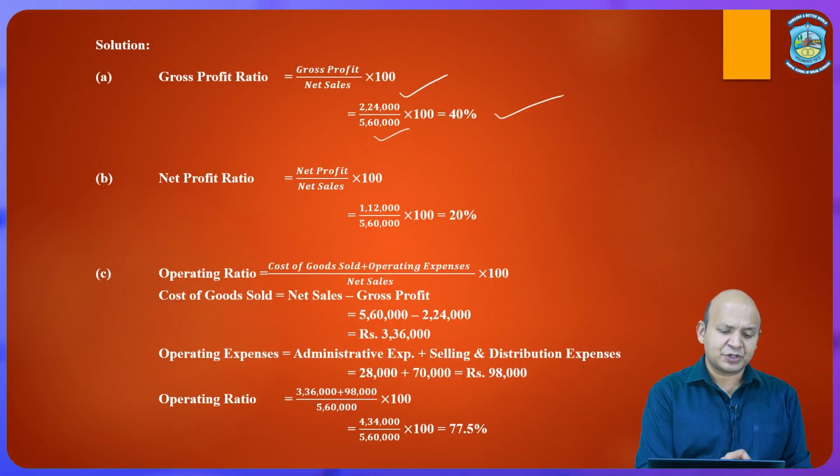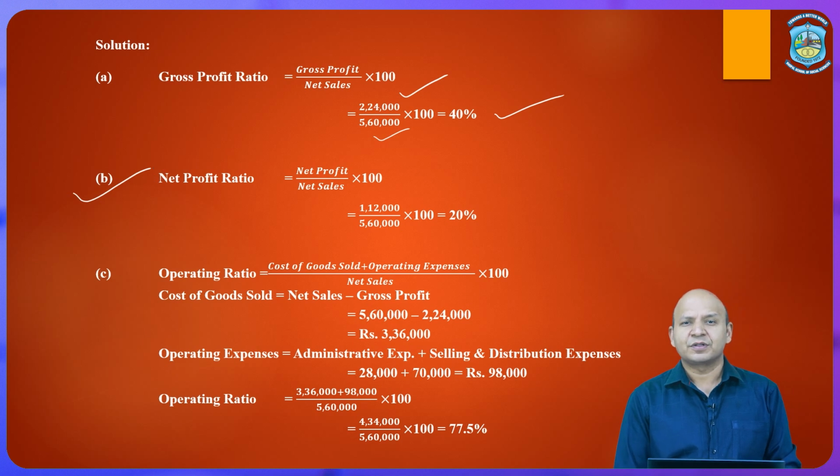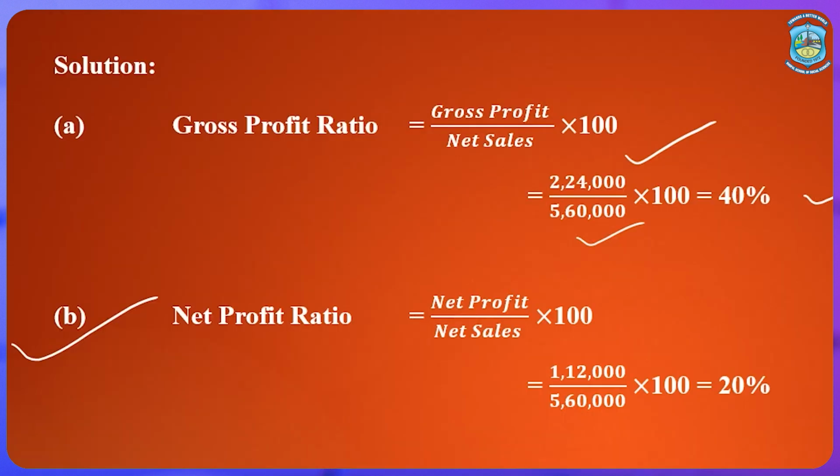Then comes computation of net profit ratio. The formula for calculating net profit ratio is net profit divided by net sales multiplied by 100. The amount of net profit was 1,12,000. The amount of net sales was 5,60,000. So, 1,12,000 divided by 5,60,000 multiplied by 100. So, we have net profit ratio as 20%.